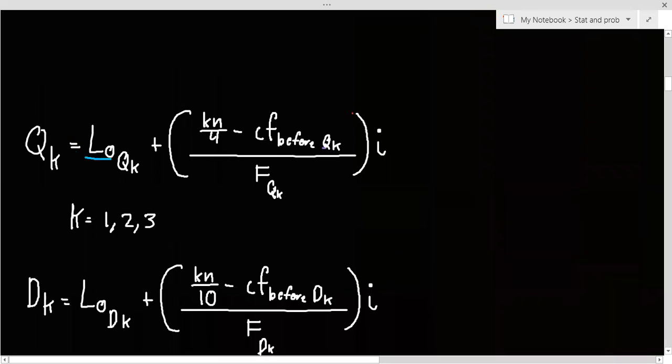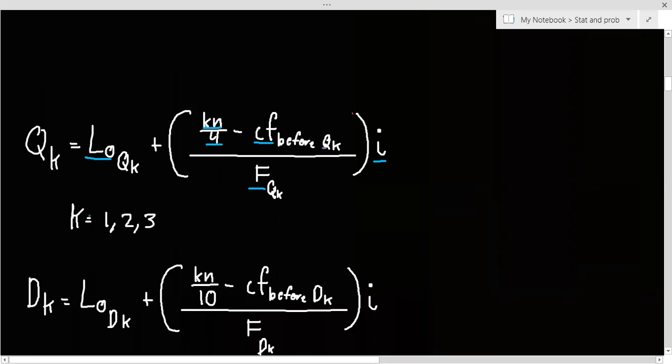Meron tayong LO, or basically lower boundary ng isang quartile class. And then here, meron tayong KN all over 4. Tapos, CF before the quartile class. CF, ibig sabihin nun, cumulative frequency. So cumulative frequency before the quartile class. Then itong si F, frequency ng isang quartile class. And itong si I, class width yan.